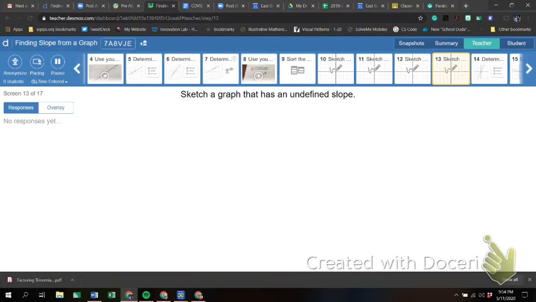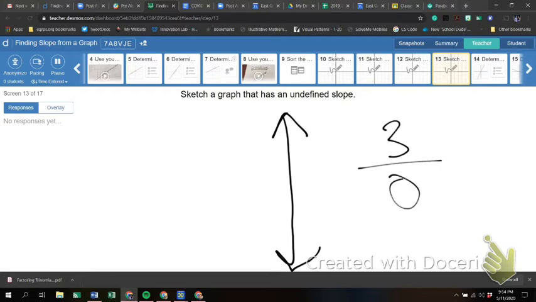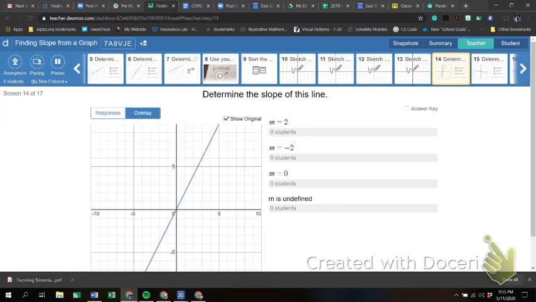Undefined slope, you gotta remember it's when slope dude goes off the cliff. The reason that works is, let's say you have a rise of 3, and it's not going left or right, so you have a run of 0. You can't divide anything by 0. You try to put that in a calculator, it's going to tell you nope. You can't divide by 0. That's how you remember that one's undefined. There's no run.